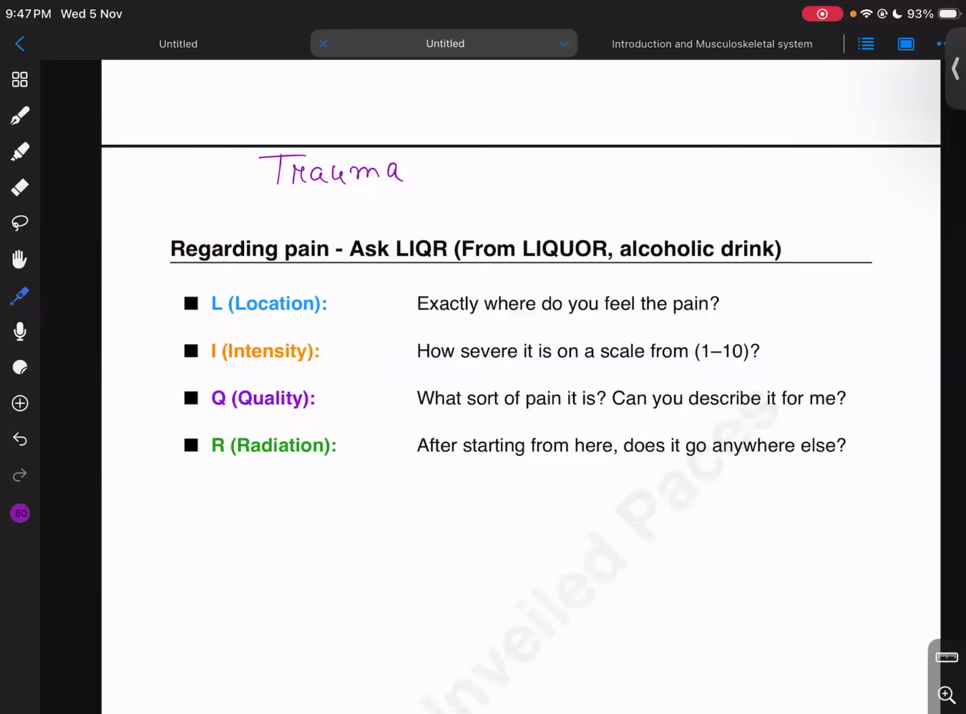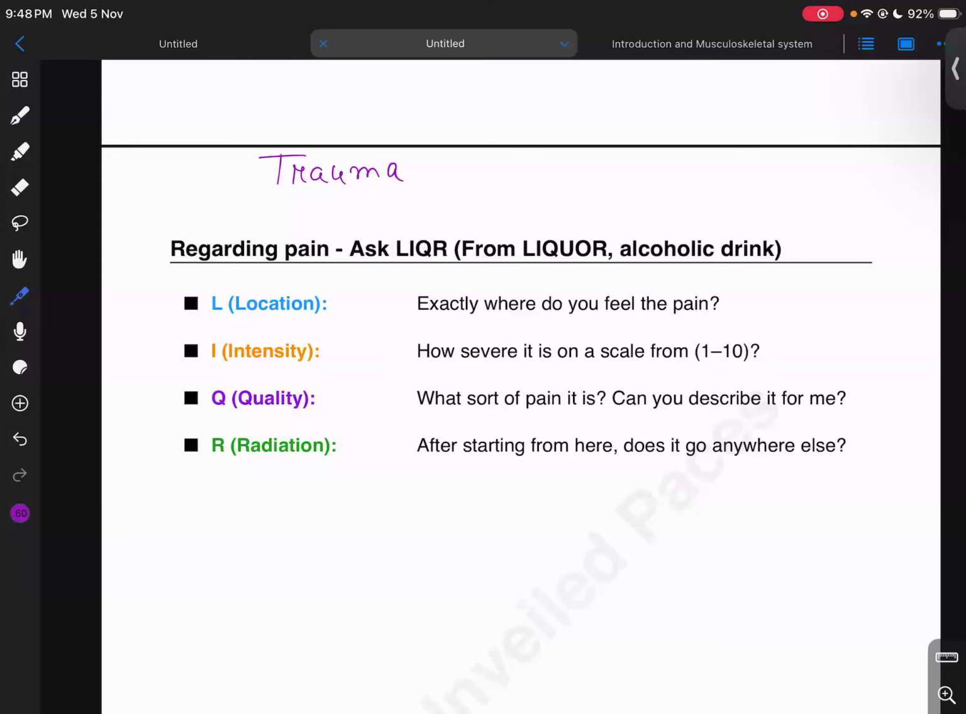And for any pain, if the pain is 6 out of 10, we have to admit the patient. This is a must. If the pain is more than 6 out of 10, we have to admit the patient. And whenever any patient has come to you with pain, you have to ask the patient, do you need any painkiller from me? This will ensure that you are a safe doctor.